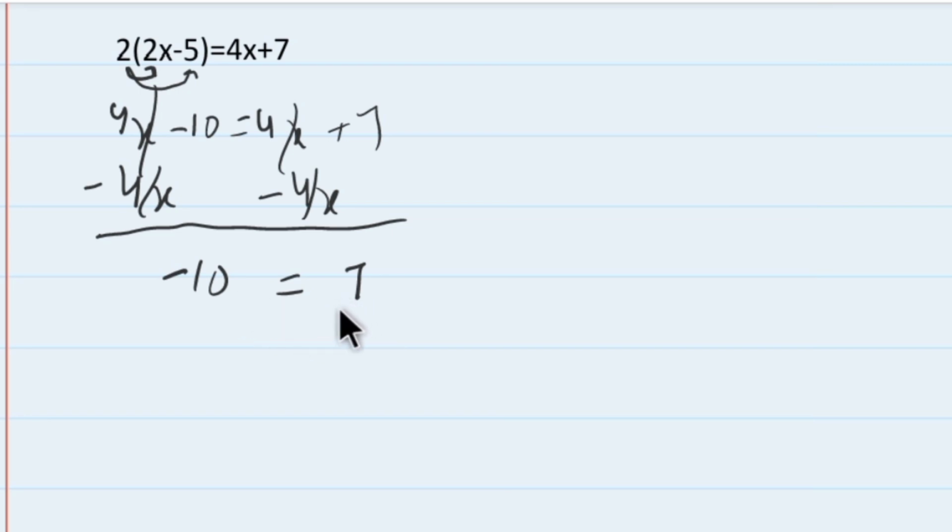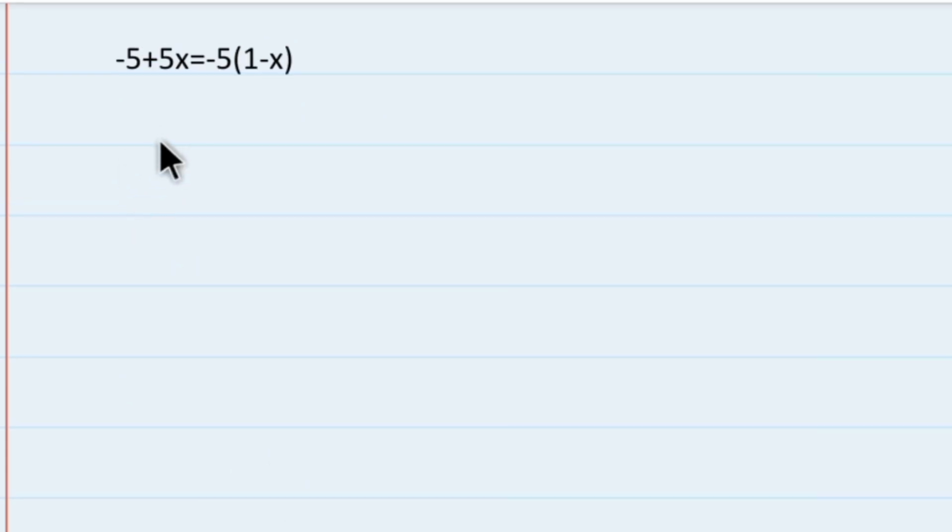So this is a contradiction. This is never true. These types of equations that result in nonsense are known as contradictions, the equations with no solution. So while writing the solution set, we will write an empty set. That is, its solution is empty or no solution. Sometimes the empty set can also be written as this symbol phi.